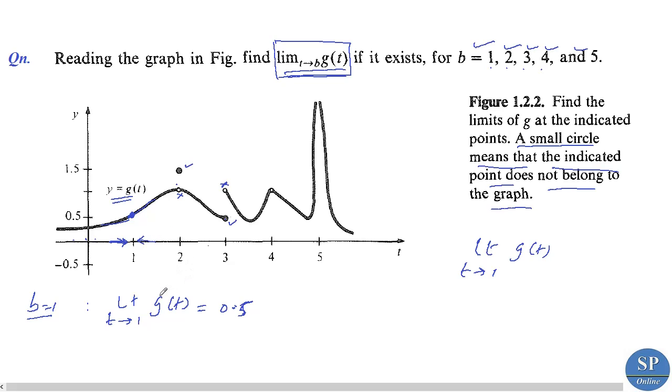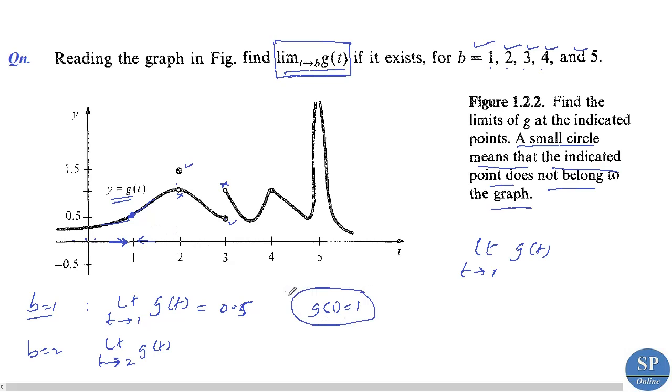Also, what about b equal to 2? B equal to 2 means the limit as t tends to 2 of g of t. At the point 2 the function is defined, because at the point t equal to 1 we already know from this that g of 1 is equal to 1 itself.